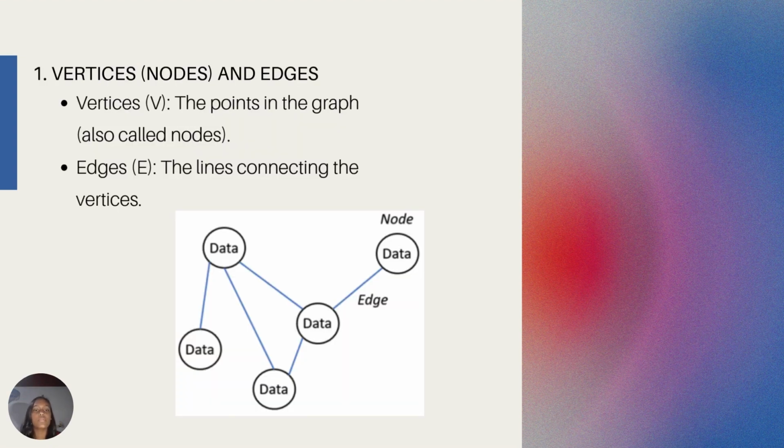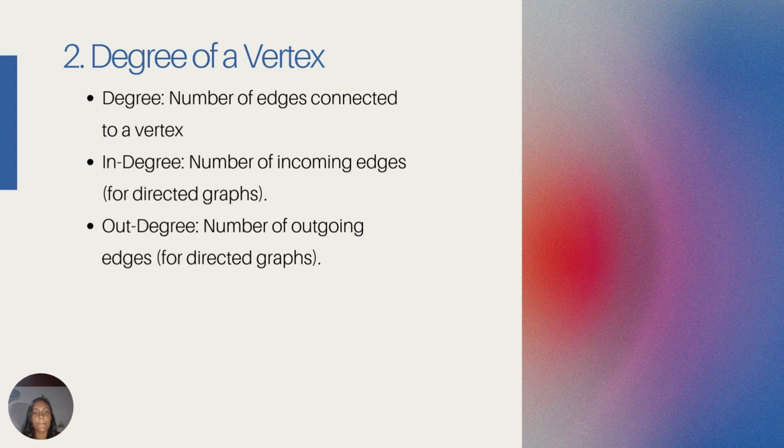Okay, now you can see vertices and edges. This is a graph's main two parts, vertices and edges. A vertex is a point in the graph, also called a node. Edges are the lines connecting the vertices. You can see that the picture has nodes and edges.